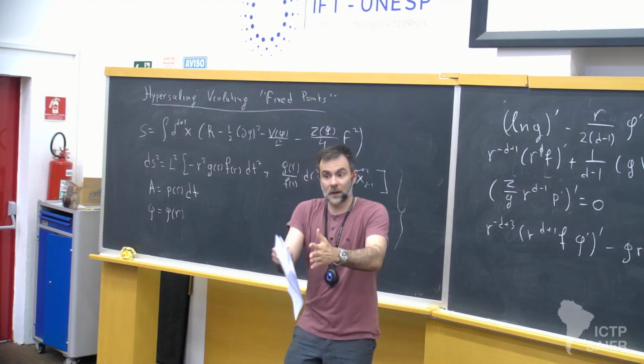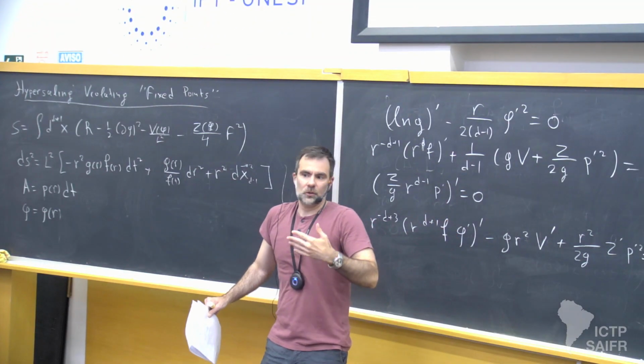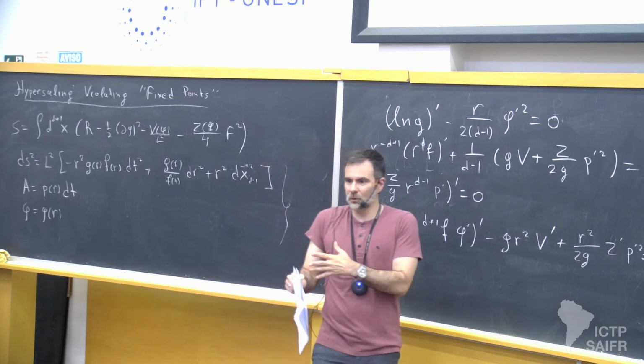Right? Now I'm just looking at what can happen in the infrared limit. So I'm telling you what happens when phi is large. Phi is not large close to the boundary. I'm now moving away from the boundary.